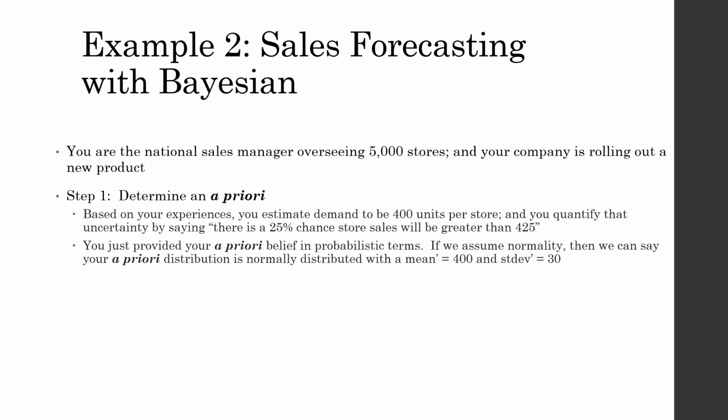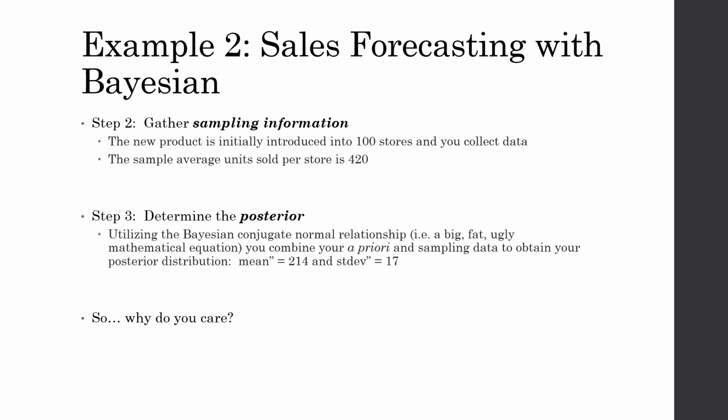Now we're going to move forward here. We're going to gather sampling information. So let's say you go out there and you launch this new product, and you put it in 100 stores. Keep in mind you had 5,000 stores total. You put it in 100 stores and you start collecting data on sales. Now you've just created a sample. Your sample size is 100 stores.